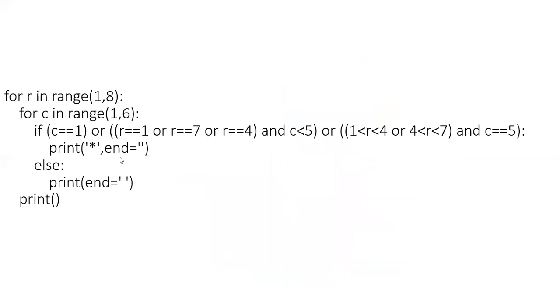So after printing these, we should go to the next row. After executing this, we will get this as output. So I hope this is clear. And if you execute this program yourself, you'll be able to print this figure.